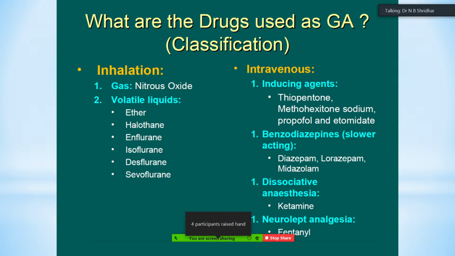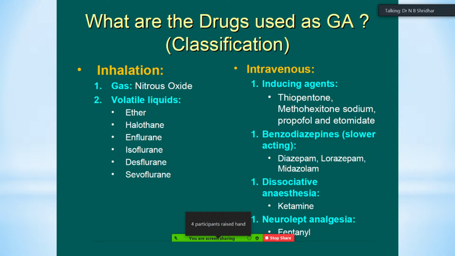They are going to act on the NMDA type of receptor. Whereas neuroleptic analgesia is another type of these anesthetic agents, fentanyl and droperidol. They are all neuroleptanalgesia.